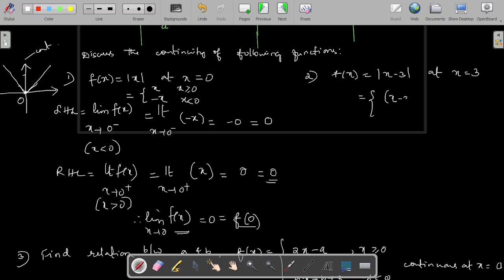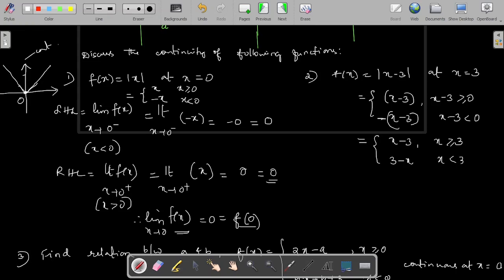So x minus 3. First let me write the definition of the mod function when it is x minus 3: x minus 3 when x minus 3 is greater than or equal to 0. Same thing applied here, but instead of x you have x minus 3. Similarly, x minus 3 with a minus sign if x minus 3 is less than 0. So the modulus function has two outputs. You will get x minus 3 when x is greater than or equal to 3, and 3 minus x, I'll take the minus inside, if x is less than 3. I got two different values for the function.